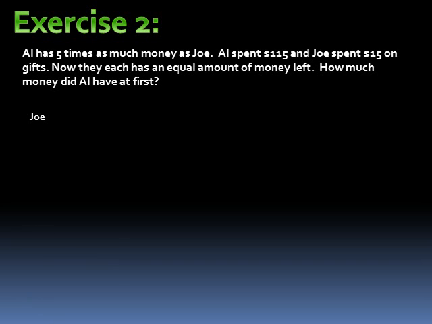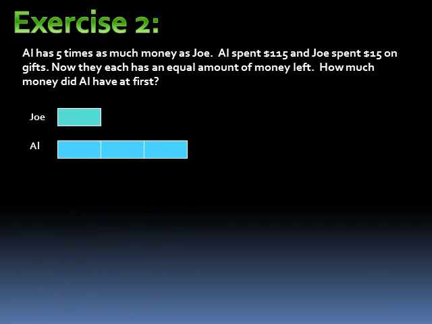Okay, so we have Joe with this much money and Al has 5 times as much, right? So this is your initial drawing. Joe 1 box, Al 5 times. Now Al spent $115, and Joe spent $15. So let's work with the smaller one, Joe, first.